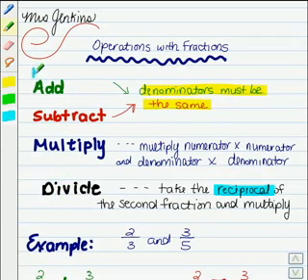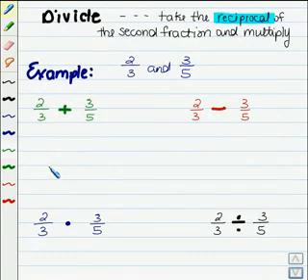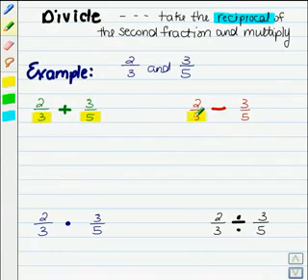Now we've gone over some of the basics here, but it'll make more sense to you when we do it in an example. And we're going to work with 2/3 and 3/5. So we'll start by adding and subtracting them. Remember, our denominators have to be the same. When we look at our denominators here, we can see they're not the same.